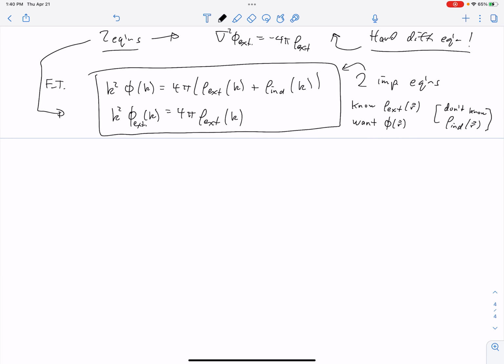And so what we're going to do then is take those two equations and solve the two equations.